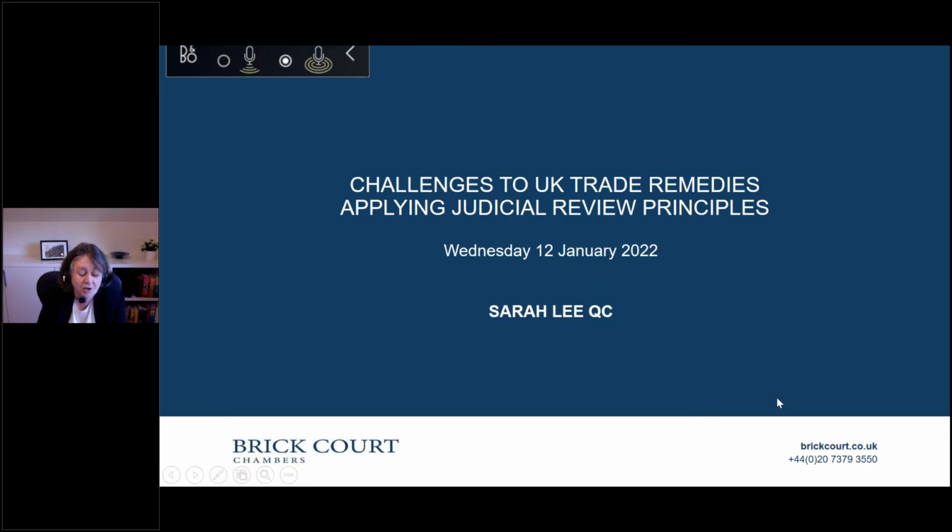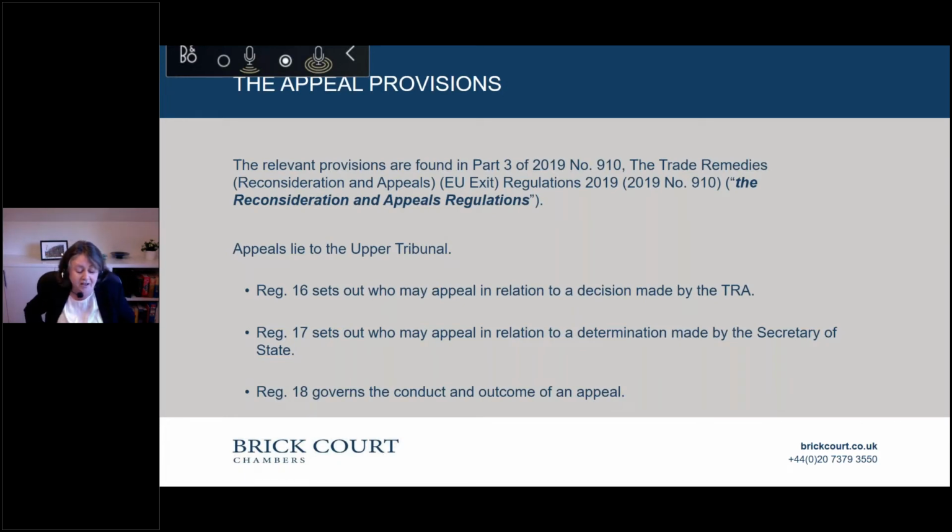So there is an investigation into a number of matters, factual and economic, which lead to determinations and recommendations to the Secretary of State in the case of remedies, and then if the Secretary of State decides to go ahead, a determination by her. And as Daniel's pointed out, there are therefore two potential targets for an appeal to the Upper Tribunal. So if I could look please at the first slide, that sets out the separate regulations for the TRA's decisions and the Secretary of State's decisions, Regulation 16 and Regulation 17, but also makes the point that both are in fact governed by Regulation 18.